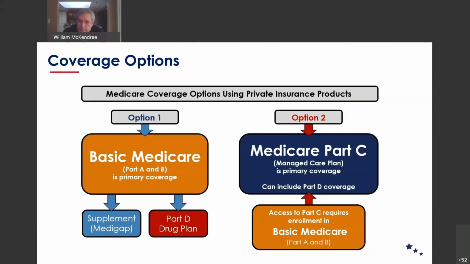What's the alternative? Well, option two is I still have to enroll in Medicare A and B. I'm still going to pay the cost of being in Medicare A and B, but I'm not going to use Medicare A and B as my coverage. Instead, I'm going to enroll in an HMO, Health Maintenance Organization product, or PPO, Preferred Provider Organization product.